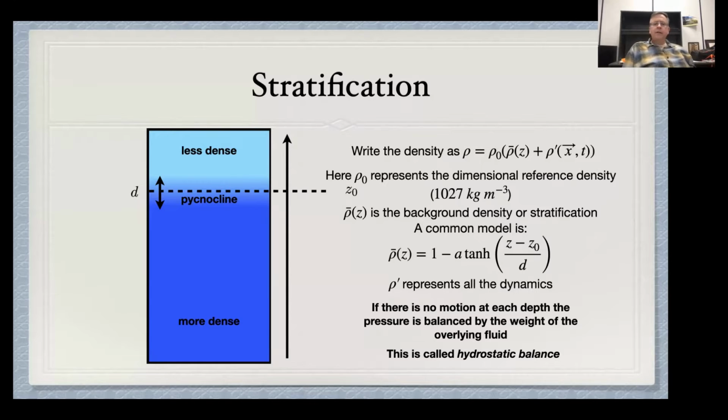If you want a concrete example of rho bar of z, it's given in the middle of the slide, right? So it's a smooth hyperbolic tangent profile. And basically what you get is schematized on the left. You have a less dense epicnocline of thickness roughly around D, right? Over which there's a fairly rapid change, and then a more dense fluid underneath, okay? And if you left the fluid alone, if it wasn't moving at all, it would just sit there like that, right? So you would call that state hydrostatic balance. The pressure balances this density profile, and there's no motion.